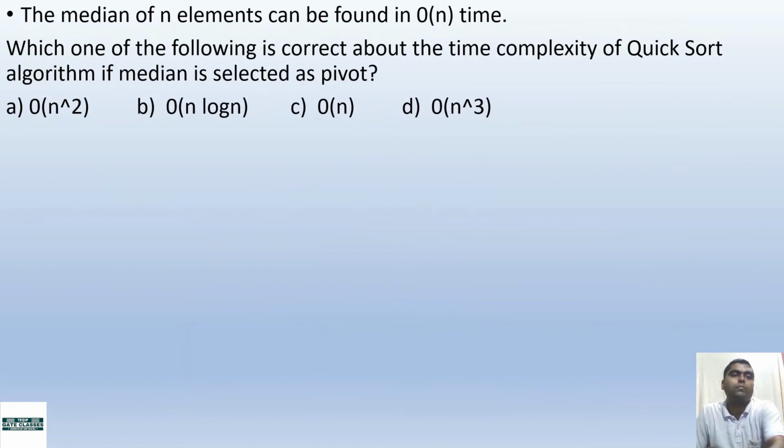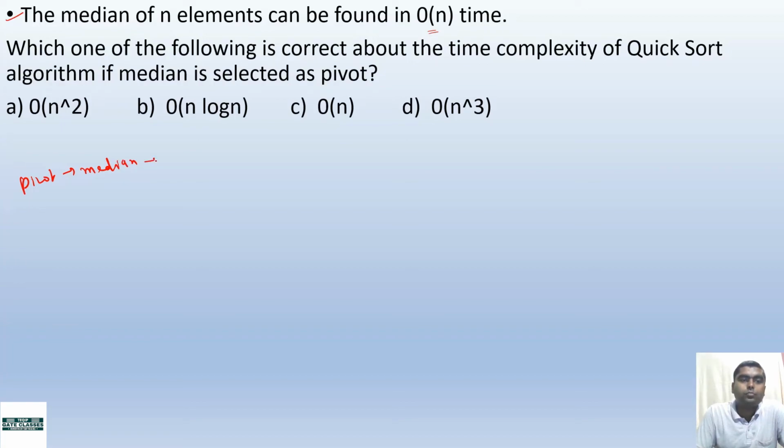Now let us solve one more question. So the question says the median of n elements can be found in order of n time. Okay, so which one of the following is correct about the complexity of quick sort? Okay, so pivot is again median.